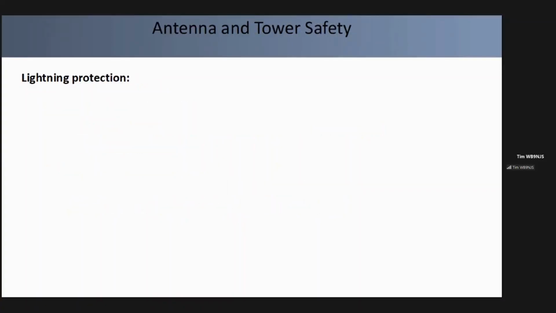Okay, let's move on to the big bang, lightning protection. And again, this is kind of a rehash of some of the stuff in the technician exam, but towers and antennas in ham radio are a natural target for lightning strikes. And those can, there's serious risk of personal and property damage, severe injury.